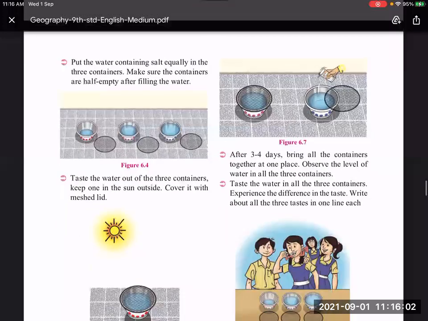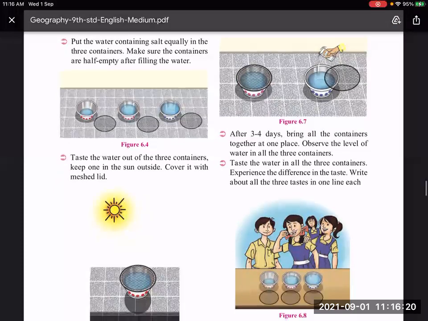What will happen? The container we kept outside in the sunlight is more salty in taste because of the evaporation in that container of water. Water is reduced, salt amount is increased. In the second one, we were always adding fresh water, so it reduces the saltiness. The third one remains the same.